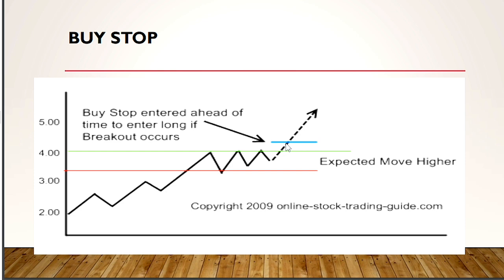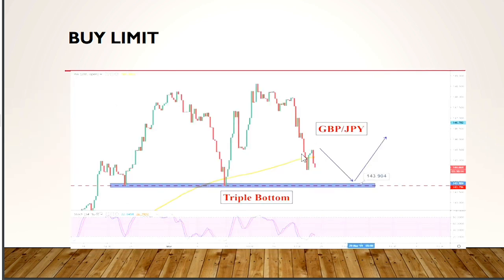It goes and triggers your pending order here. This blue line is your pending order. It continues to buy. That's buy stop. Expected move higher, because you anticipate that it's going to move higher than the previous. So we have them here.